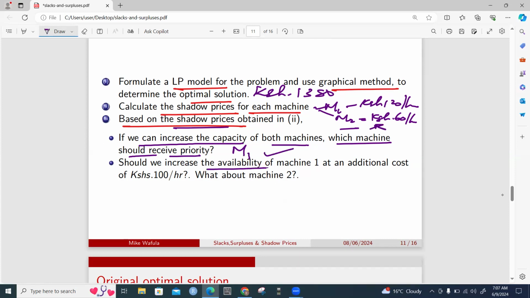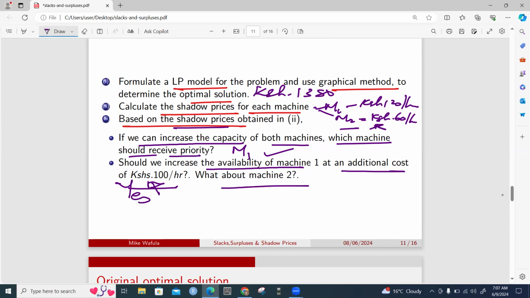And then, should we increase the availability of machine 1 at an additional cost of 100 shillings per hour? What about machine 2? Again, this is reasoning. If we hire machine 1 for every hour at 100 shillings, it will still give us some profit of 20 shillings for every hour. So we shall still be making some good business. And so for machine 1, yes, this is okay. We can venture into that.